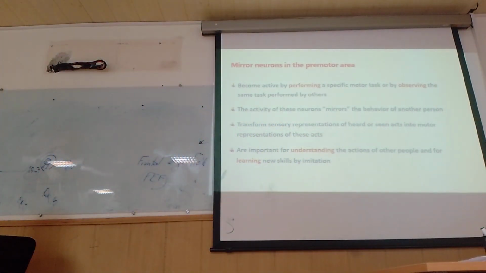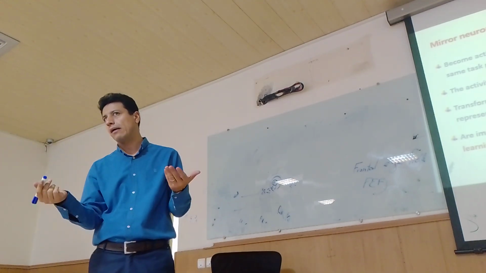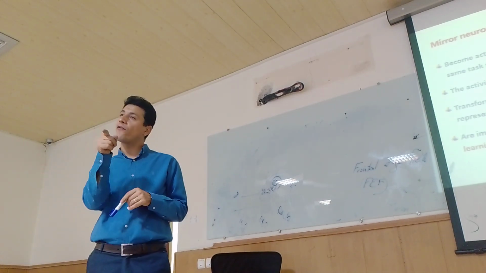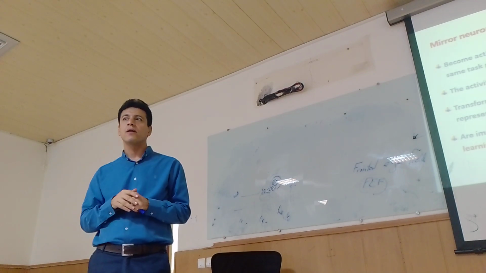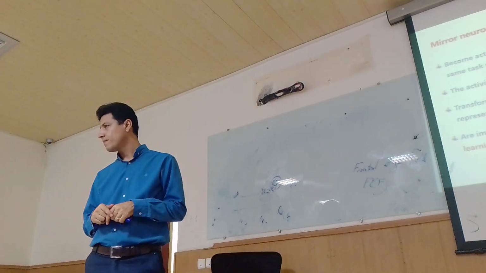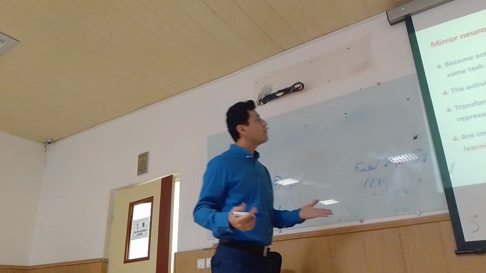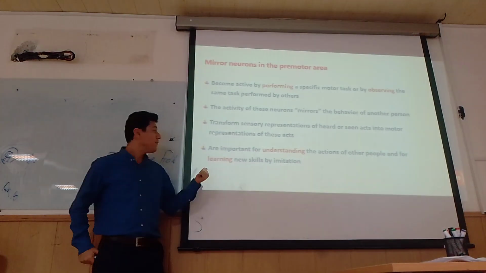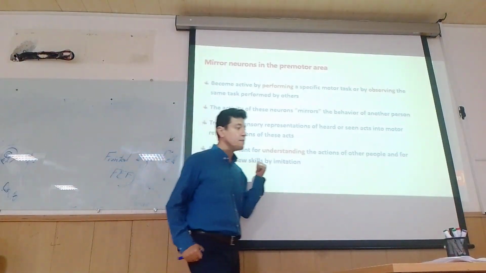Okay? So, for example, when you write something, some neurons in your brain are activated. It makes sense. You need this activity for movement. But when you see that your friend is writing, okay? Your friend is writing, the same neurons are activated. We call them mirror neurons. They are important for understanding the actions performed by others and for learning new skills. Okay? So these are mirror neurons.